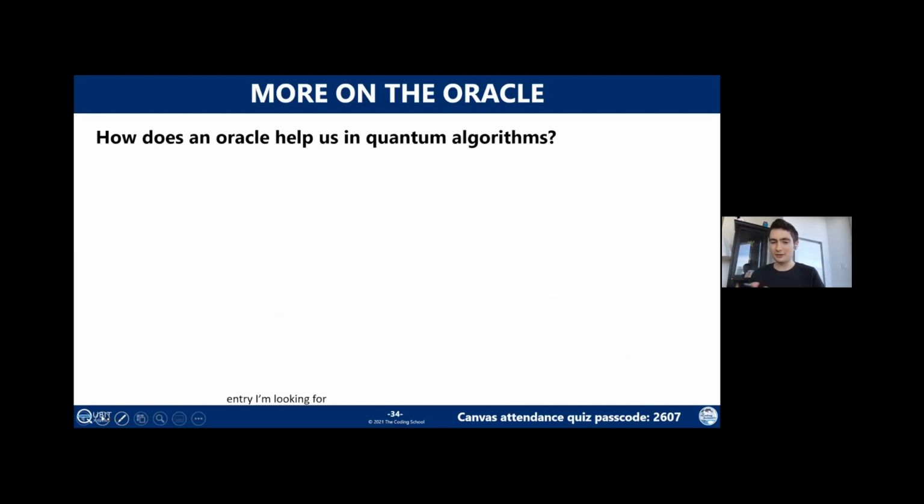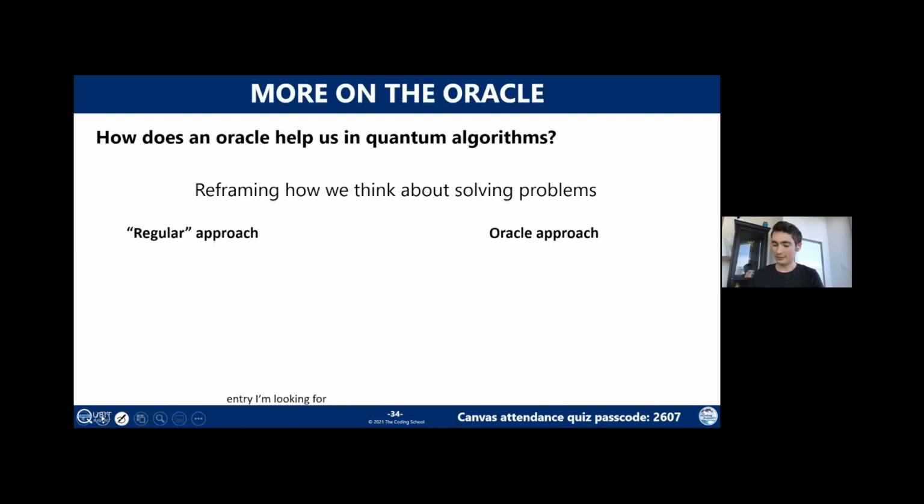Oracles always generally come down to being about reversibility in quantum computing. But when you talk about oracles more generally, they can exist in classical algorithms as well. And the common thread between quantum and classical oracles is that they all allow us to reframe how we think about solving a problem. Now, this is a very subtle point, so I'm not sure if it'll make sense on the first run through, but I'll give it a shot anyway.